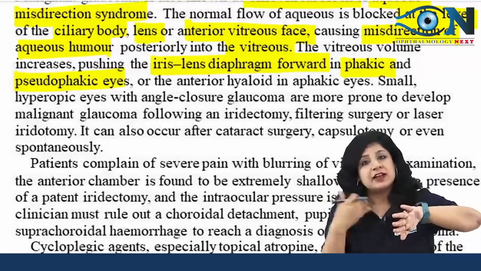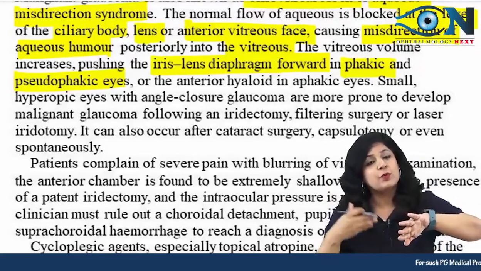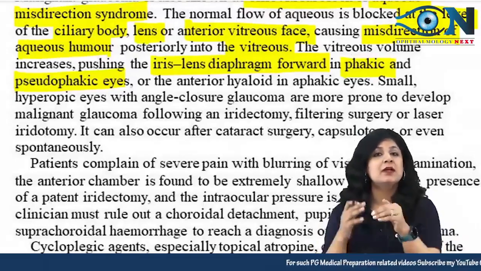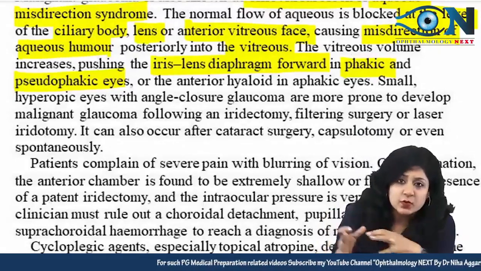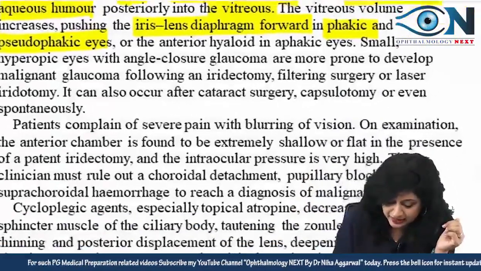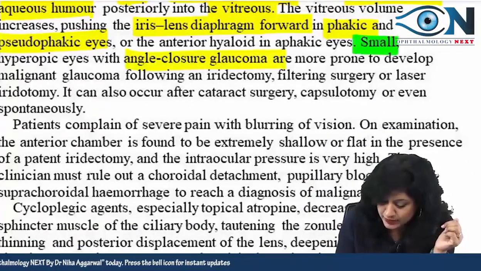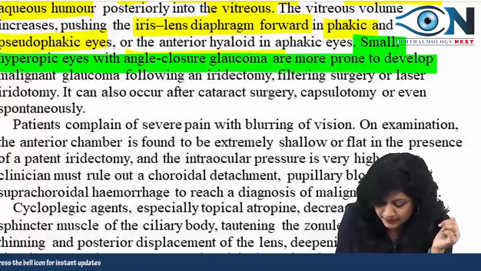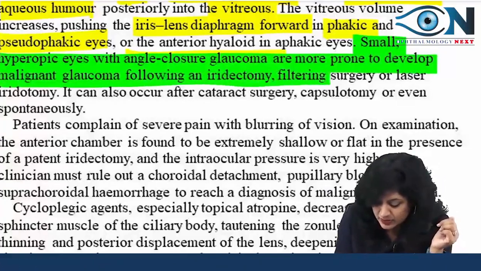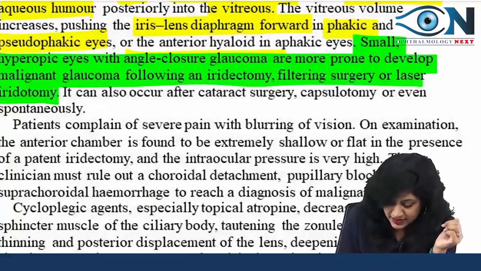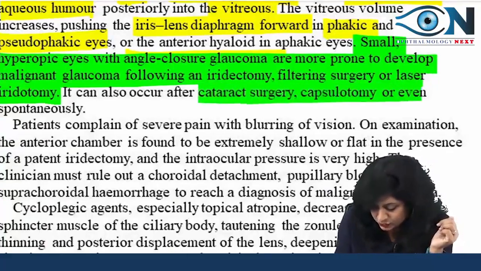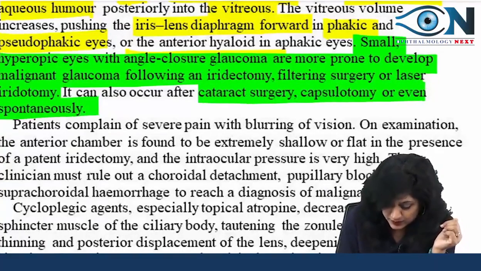So, it is not that it can occur only in pseudophakic, it can occur both in aphakia as well as pseudophakia, because either way it is going anteriorly. Small hypermetropic eyes with angle closure glaucoma are actually more prone to develop this malignant glaucoma following an iridectomy, filtering surgery, or laser iridotomy. It can occur after cataract surgery, capsulotomy, or even spontaneously.